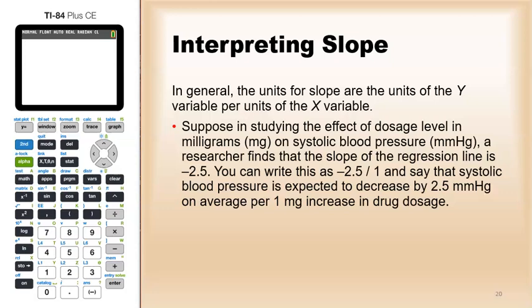So suppose in studying the effect of dosage level in milligrams on systolic blood pressure, a researcher finds the slope of the regression line to be negative 2.5. Now we can write this as negative 2.5 over 1 and say that the systolic blood pressure is expected to decrease by 2.5 millimeters of mercury on average per 1 milligram increase of the drug dosage.